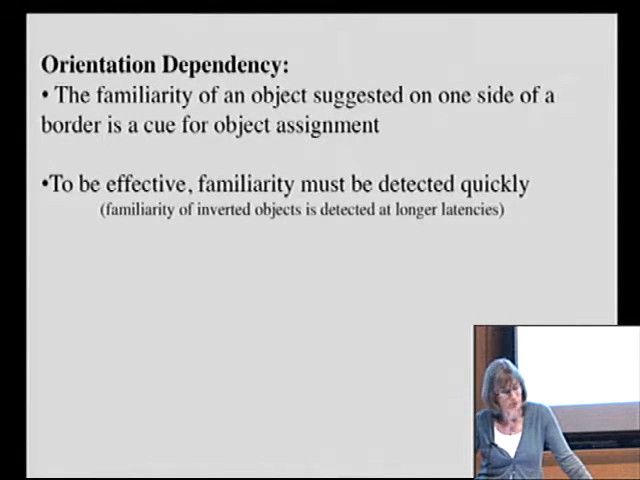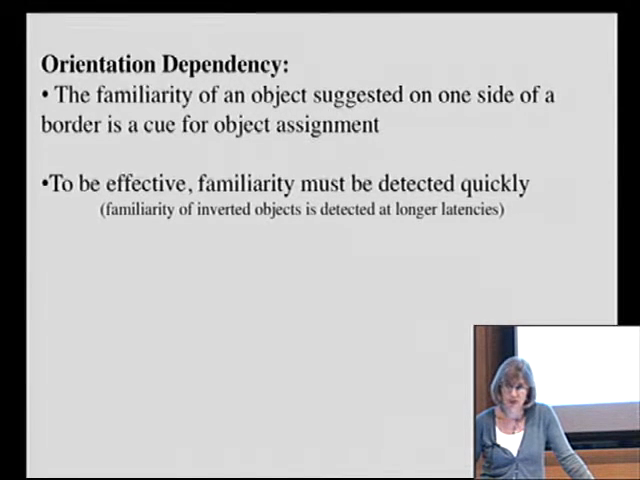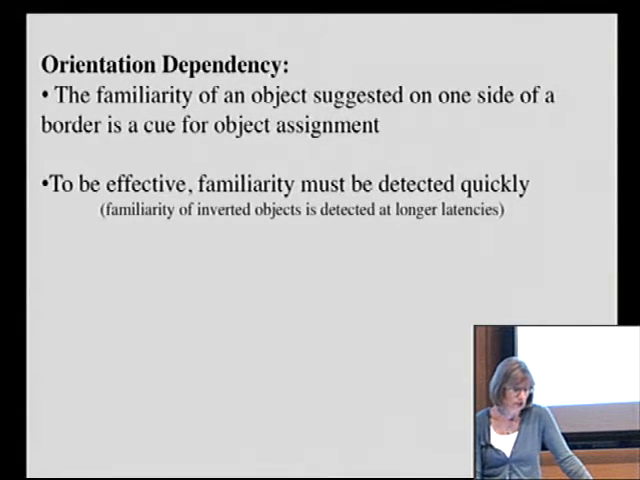And we know from other people's experiments that the familiarity of upside-down objects is detected at a longer latency than the familiarity of right-side-up objects. A difference of about anywhere from 100 to 500 milliseconds in some experiments. I think the 100 millisecond estimate is the one that's appropriate for my results. But the orientation dependency then told us you have to have access to those object memories quickly if they're going to exert an influence on figure ground segregation or object perception.